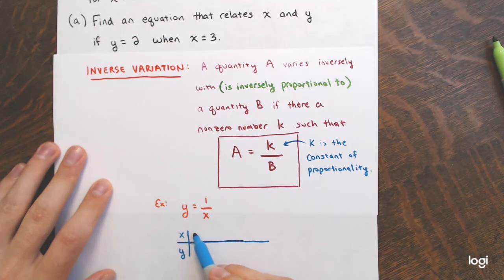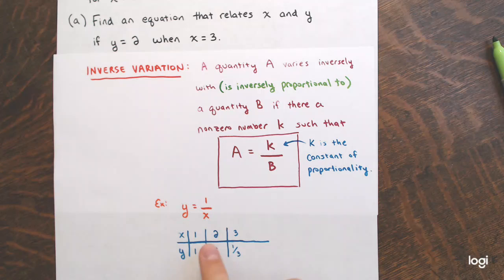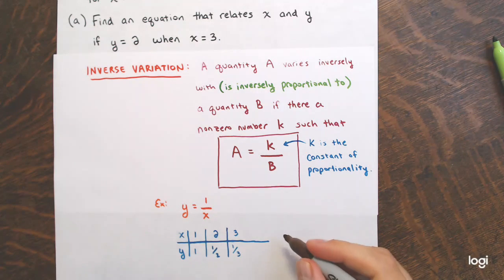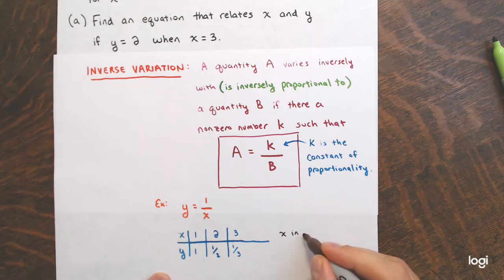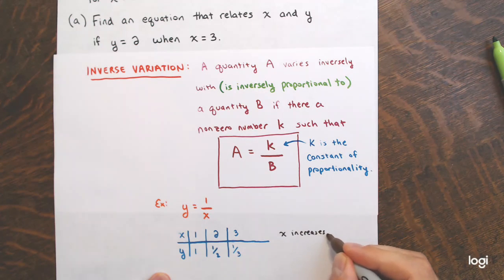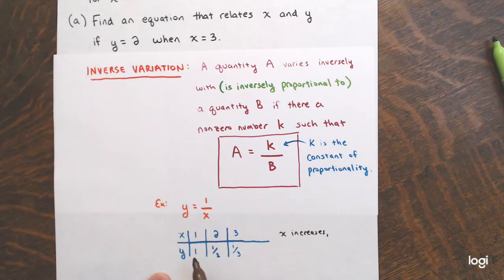You see when x is 1, y is 1, 1 divided by 1. When x is 2, y is a half. It's getting smaller. Half is smaller than 1. When x is 3, y is a third, and that's even smaller. I can keep doing this, plugging in all sorts of numbers, just not 0. We just can't plug in 0 for x. But what we're seeing is that as x increases, 1, 2, 3, the value of y decreases.